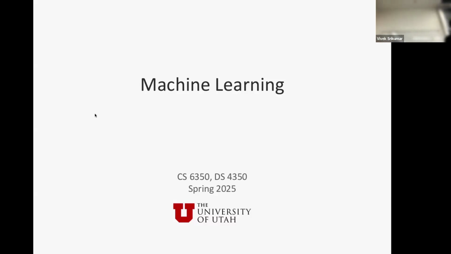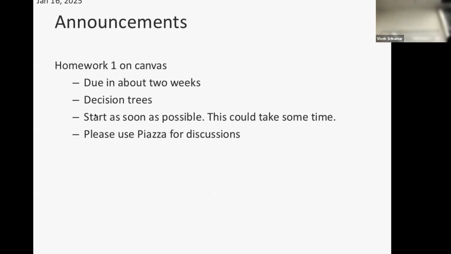All right, we'll start with some announcements. Homework 1 is available on Canvas. Homework 1 involves decision trees. By the end of today's lecture, you'll have all the material you need to completely do homework 1. You'll be implementing decision trees, you'll be running a bunch of experiments.